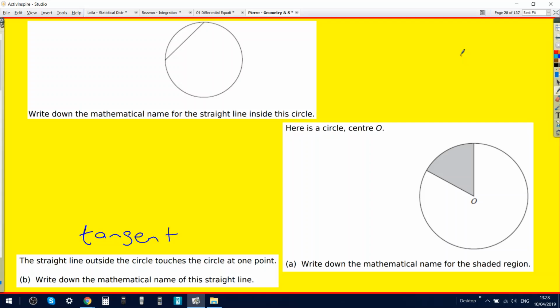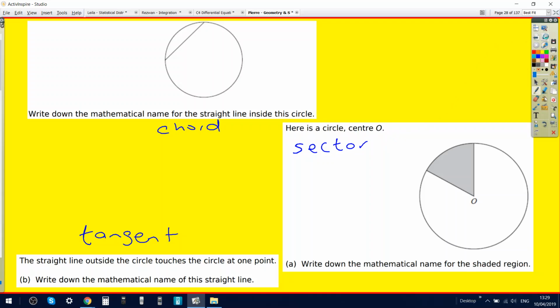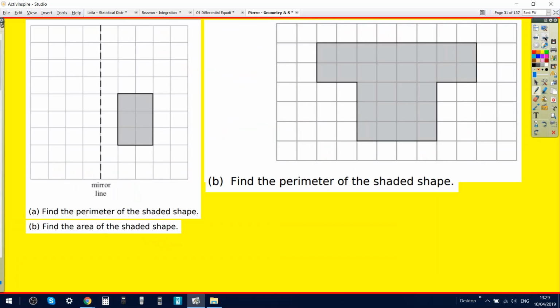Top left. That's a chord. One on the right. Segment. No. It's not a segment. Sector. Yeah, just try to remember it. So perimeter and area, you're fine.